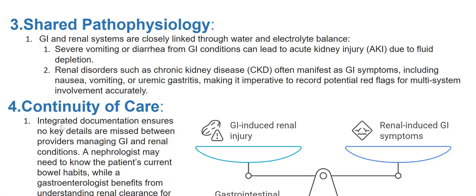Continuity of care. Integrated documentation ensures no key details are missed between providers managing GI (gastrointestinal) and renal (kidney) conditions. Nephrologists may need to know the patient's current bowel habits, while a gastroenterologist benefits from understanding renal (kidney) clearance for safe medication prescription. Scribes create the bridge by providing comprehensive notes that capture all critical information. And here's a diagram summarizing the interconnectedness of GI (gastrointestinal) and renal health.